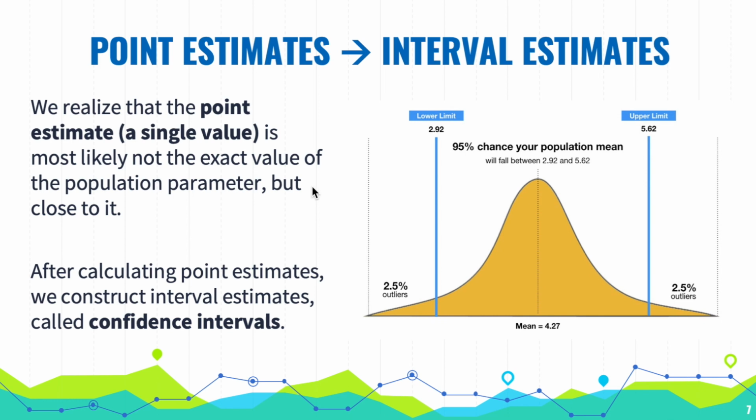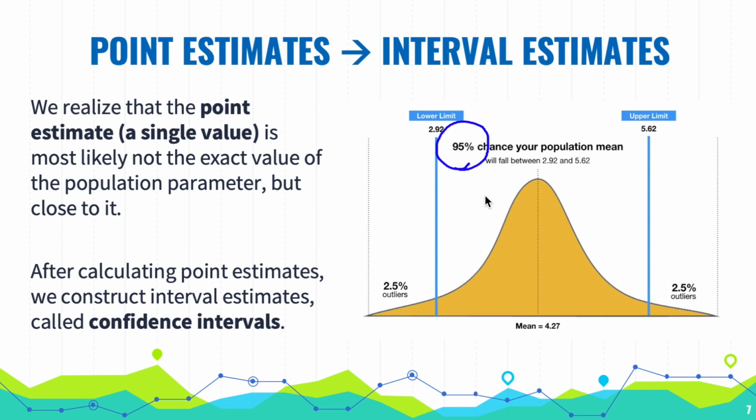Well, how close? And what if we wanted to be pretty sure about how close our point estimate was to the actual value? So after calculating point estimates, we construct what are called interval estimates, called confidence intervals. A really simple way of thinking about this is that we're going to center our mean in our normal distribution that we've been talking about throughout the semester. We're going to center that mean and then create a range around it. And we're going to identify mathematically a confidence level. So we want to be maybe 95% confident, which is a really common confidence level to set.